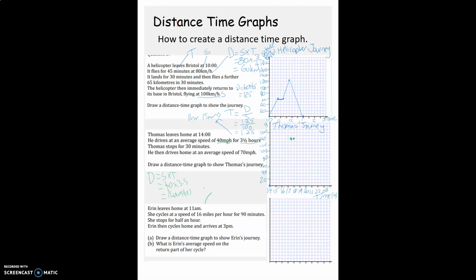So we know that he's 140 miles from home, so we know that D is 140 and his speed is 70. So we're trying to work out how long it will take him to get home. So time equals distance over speed. So we've got 140 divided by 70, which means it's going to take him 2 hours to get home. So 2 hours after 6 o'clock is going to be 8 o'clock. So at 8 o'clock, he will arrive home.